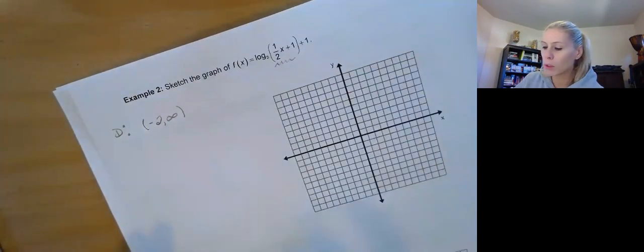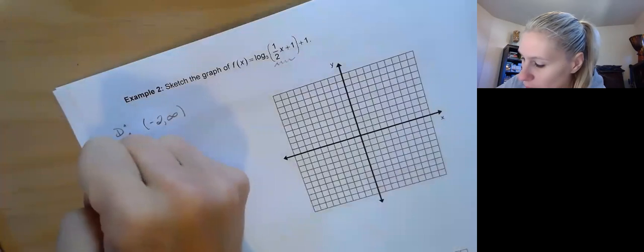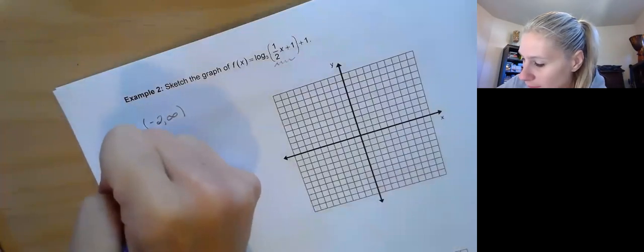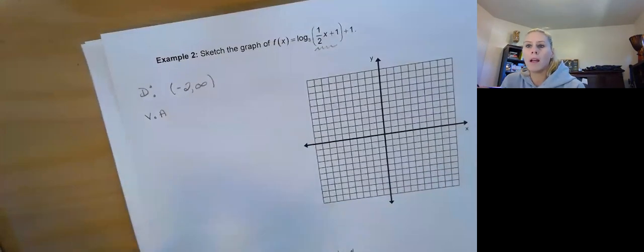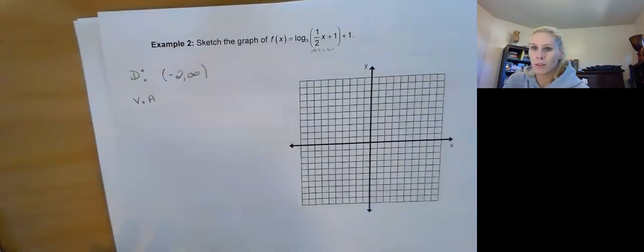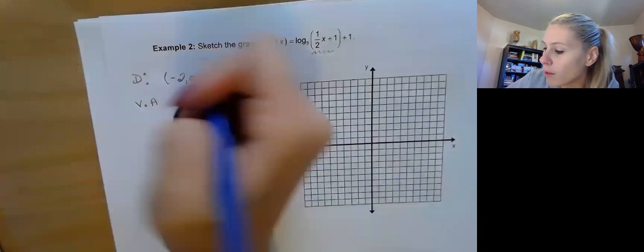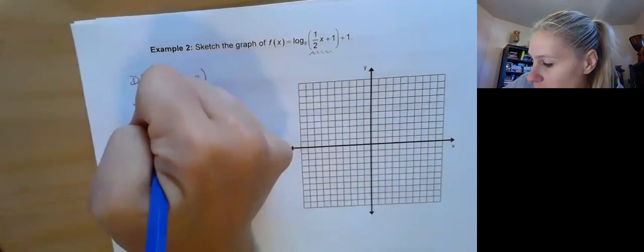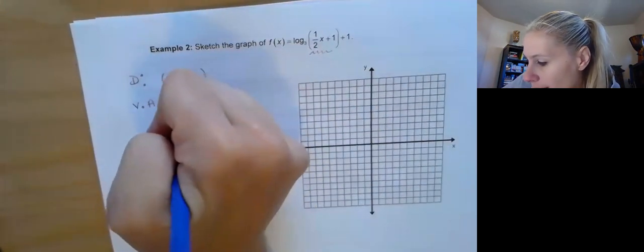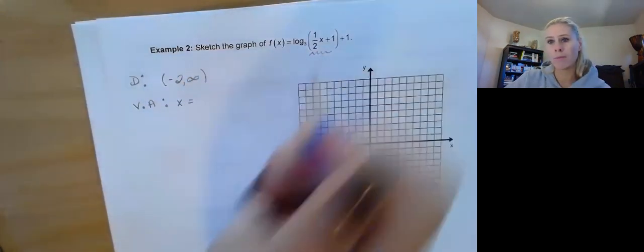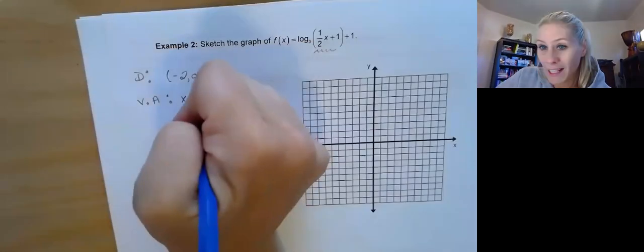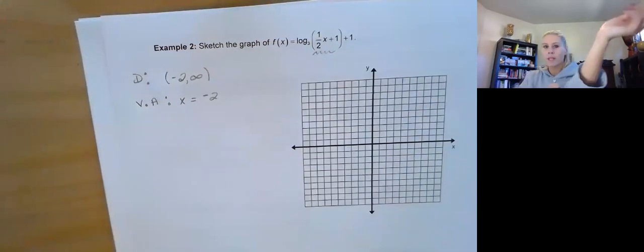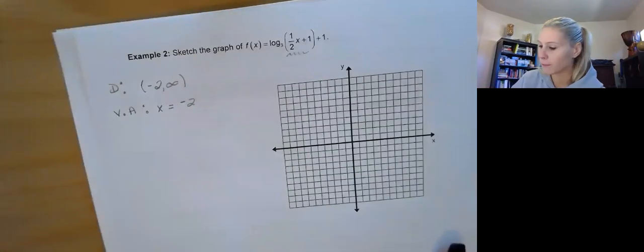And then we also want to keep in mind, and I want to do this straight off the bat, that the vertical asymptote will always be that numeral that is either the greatest or less than. So in other words, our vertical asymptote is going to be where x is -2. So vertical asymptote at -2.